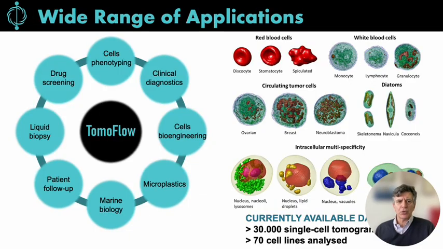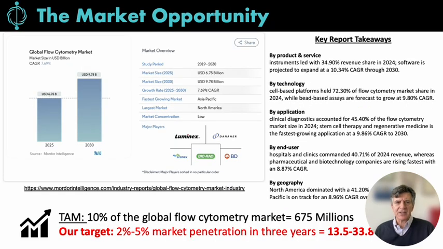So if we look at TomoFlow, we can see a wide range of applications going from liquid biopsy, drug screening, cell phenotyping, cell diagnosis, cell bioengineering, and other things. And here you can see some representations of the 3D refractive index of many different kinds of cells. Nowadays we have a quite large database atlas of more than 30,000 cells from more than 70 cell lines.